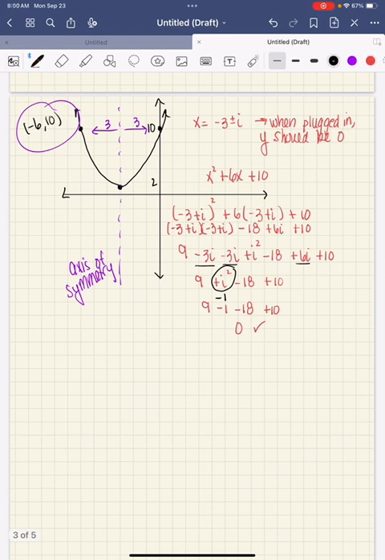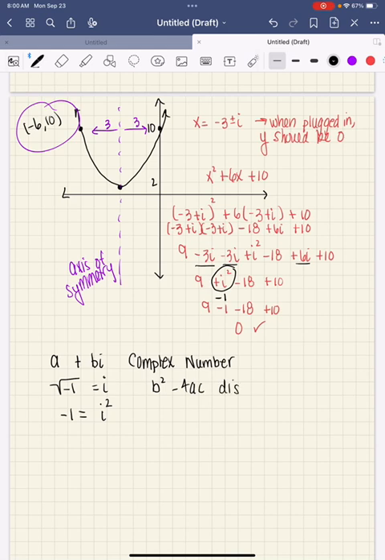A plus BI, a little summary here. A plus BI is considered a complex number. It's complex. It's got real and imaginary mixed in together. It's a complex number. Square root of negative 1 is I. Negative 1 is the equivalent of I squared. The discriminant, B squared minus 4AC. Okay. And I think that will be enough to get you through your homework.